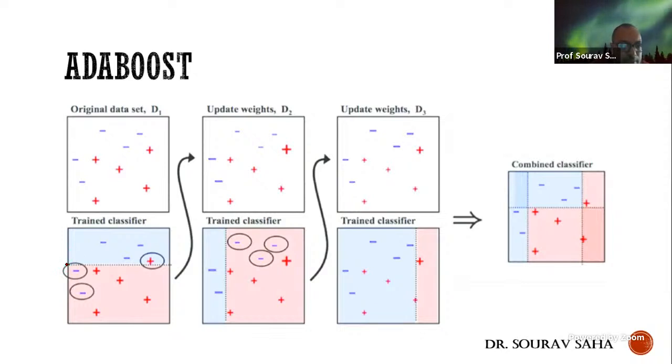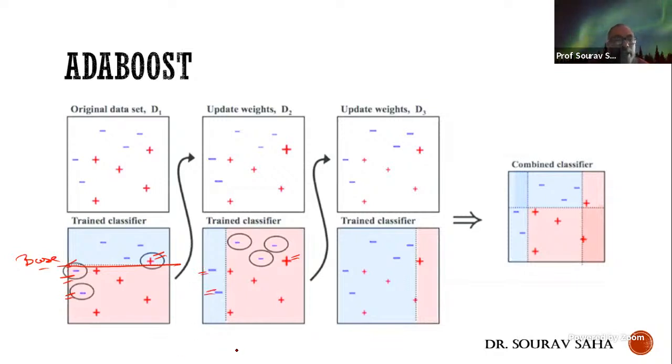So first, this is my base classifier. Simple model I have created. These are the minuses, these are the pluses. You can find that this particular region will keep the minuses separate from the pluses, but this one is incorrectly classified. These two are incorrectly classified. So in the next iteration, I'm going to increase their weightages. This one's weightage gets increased. These two points' weightage gets increased.